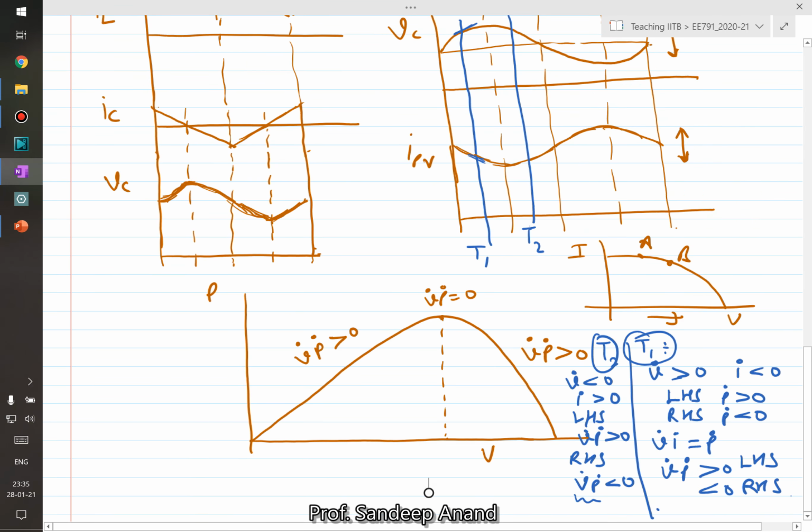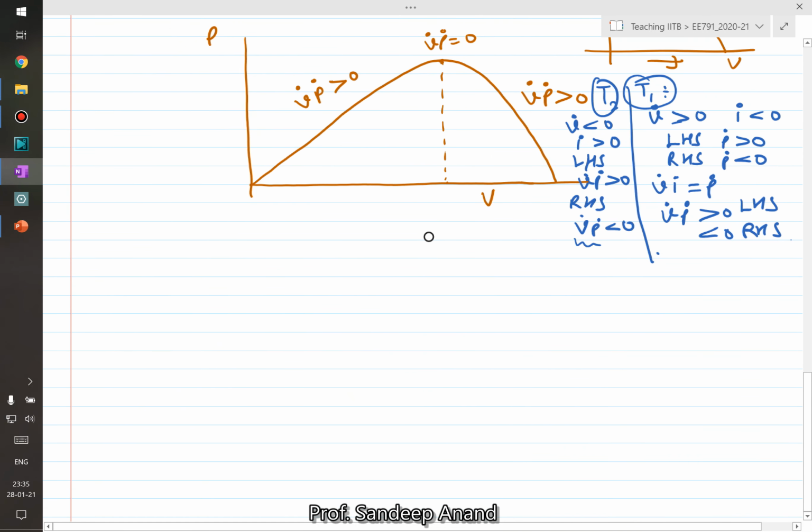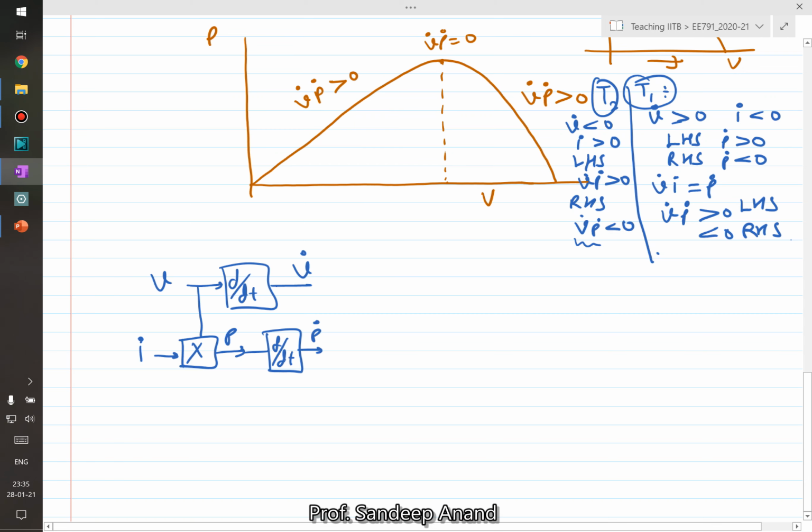Let me show you how we can implement this. Let's say I measure the voltage V, then I do d by dt, I get V dot. Similarly, I use this V and I use the current I, then I multiply them, I get P, and I use another d by dt block so that I get P dot. Once I get V dot and P dot, I can multiply these two to get V dot into P dot.